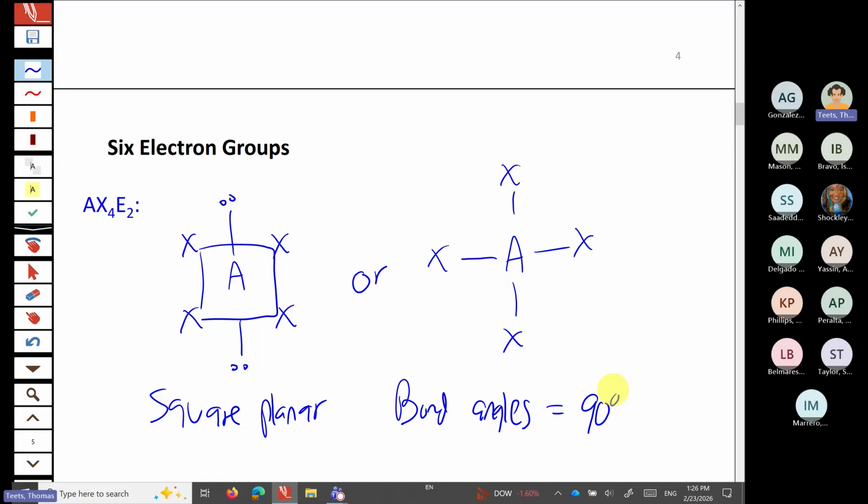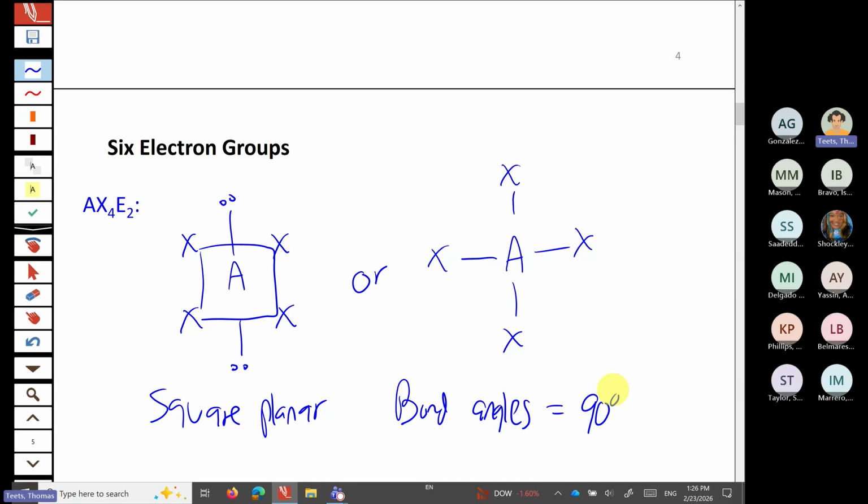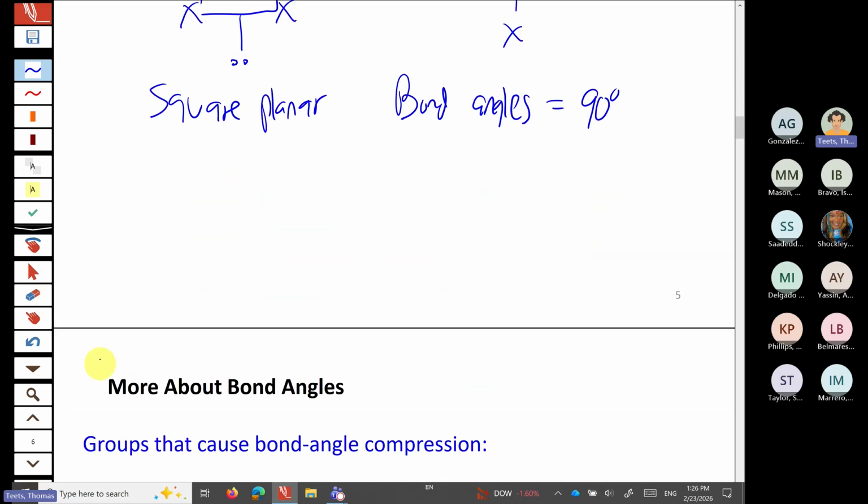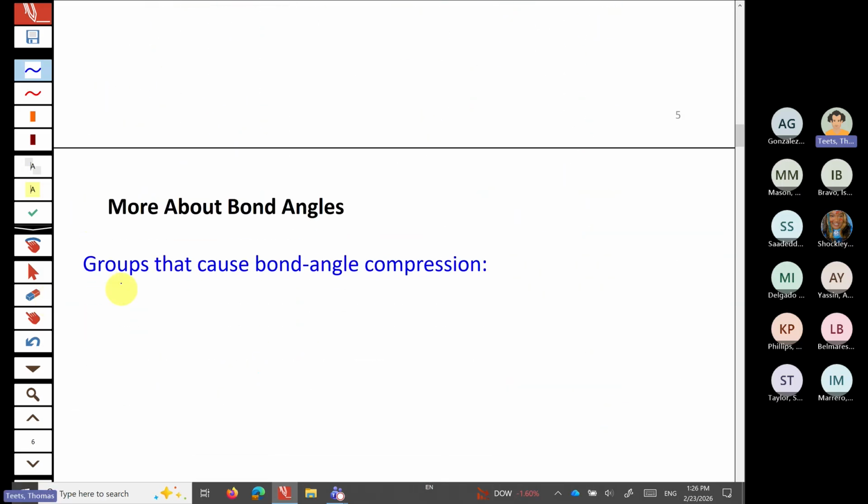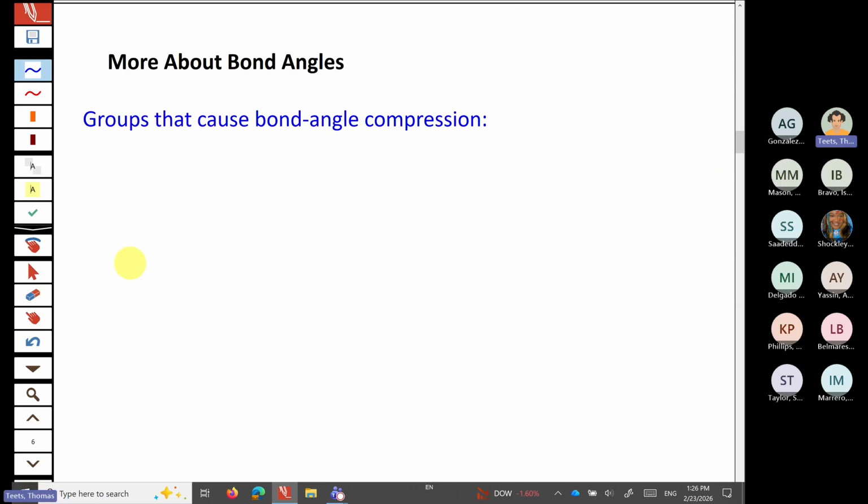All right, so that's the end of VSEPR. So any last questions on just the basics of that? All right, so now we're going to go forward and cover a few subtle things that you can make predictions about with VSEPR.